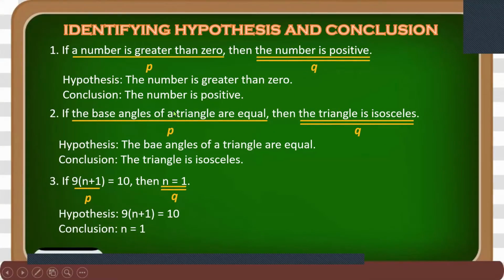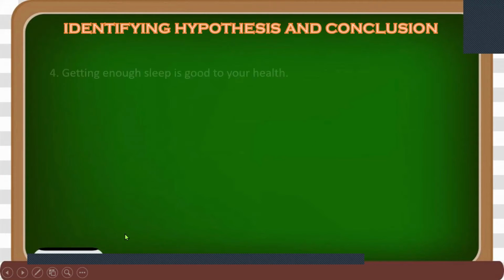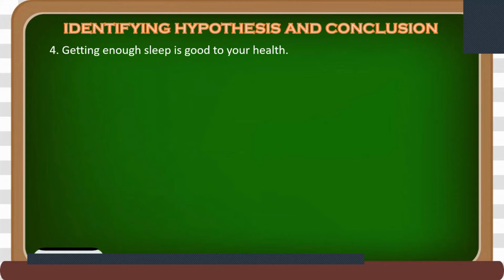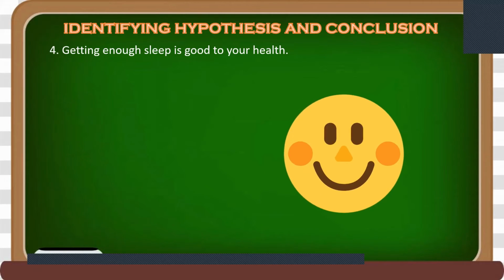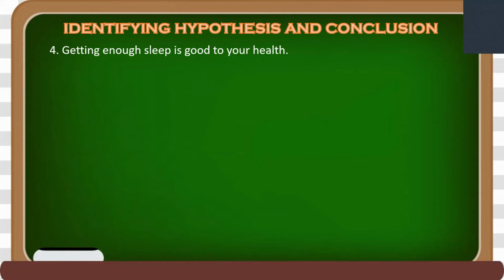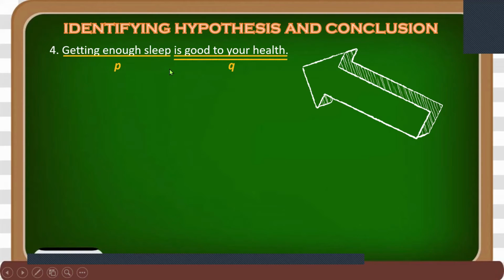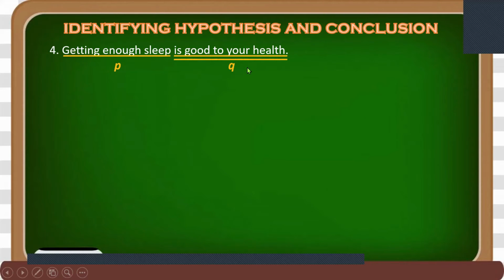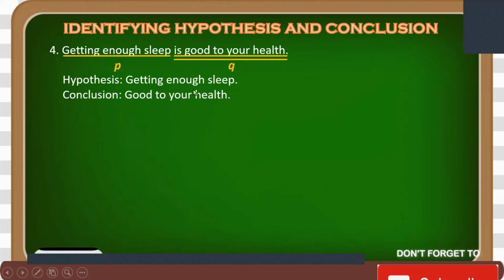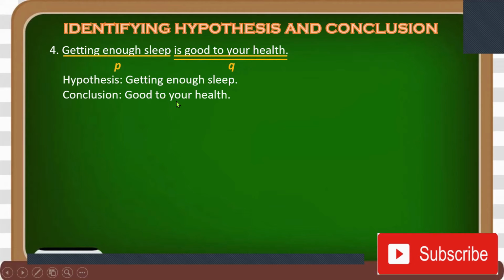So, kapag may if and then, madali natin ma-identify ang hypothesis and conclusion. Paano kapag wala? Hindi natin makikita yung if and then. So, dapat alam din natin kung ano yung matutukoy natin. For number 4, getting enough sleep is good to your health. So, ano yung ating hypothesis dyan? Getting enough sleep. And our conclusion is good to your health. So, kung meron tayong sapat na tulog, ang resulta niya, meron tayong mainam na kalusugan. Therefore, our hypothesis is getting enough sleep. Our conclusion is good to your health.